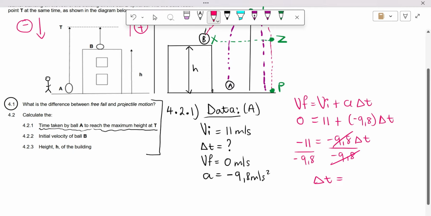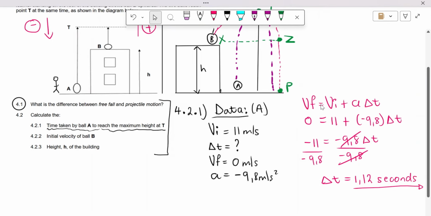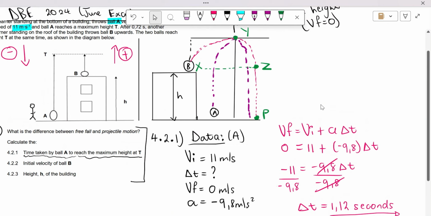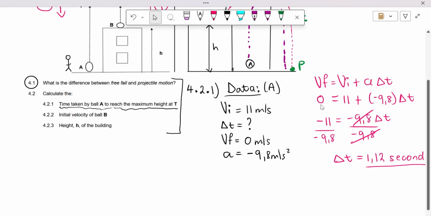As exactly, let me get my calculator. So delta T will be 11 divided by 9.8. That gives me a value of 1.12 seconds. Rounded to 2 decimals, by the way. And there you have it. That is the time it takes A to reach the point T. And then again, we move on.